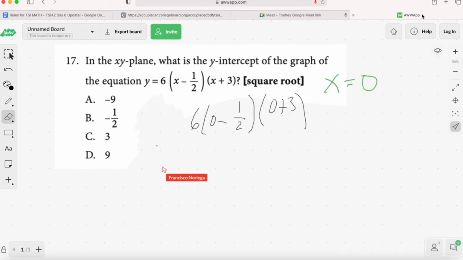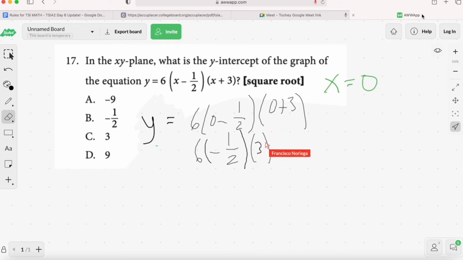But I would include the y, right? Because y equals. Yeah. There you go. Okay. 6 times 0 minus 1/2 times 0 plus 3. Okay, great. Let's PEMDAS this. Let's calculate what's inside the parentheses. We'll start there. It was 0 minus 1/2. Yeah, negative 1/2. Looking good. And then 0 plus 3 is just 3.